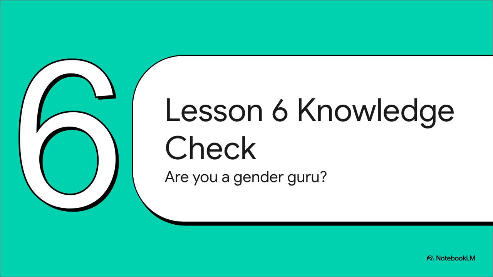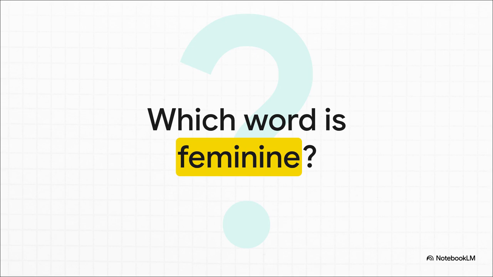All right, you've got the rules for gender. Time for our final check-in. Let's see if you're a gender grammar guru yet. You ready? So have a look at these 3 words. We've got moon, spoon, and door. Only one of them is feminine. Take a second. What's the biggest clue we should be looking for?